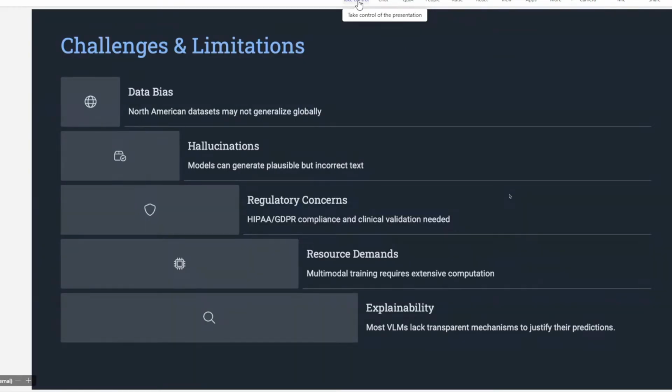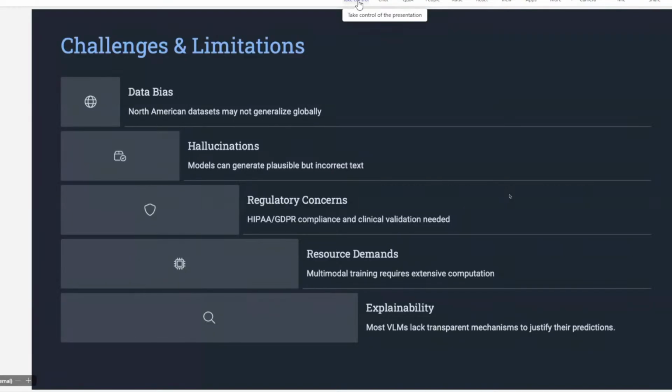Regulatory concerns are also another major caveat. And even training and deploying these models requires significant computational resources, which is another reason why you see most of the VLMs and LLMs out there only come from 3 to 4 companies, because developing them is a huge resource constraint problem.